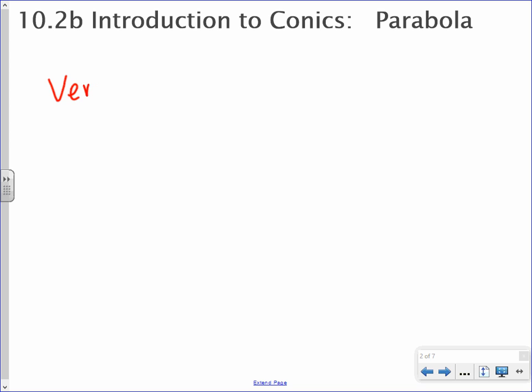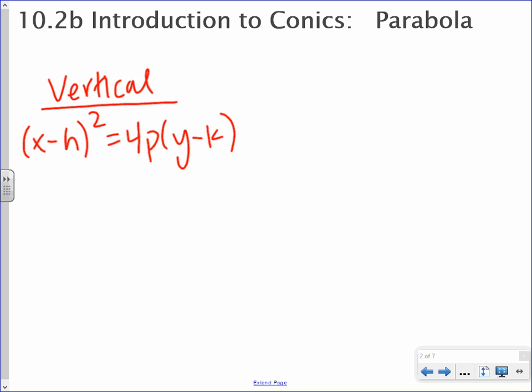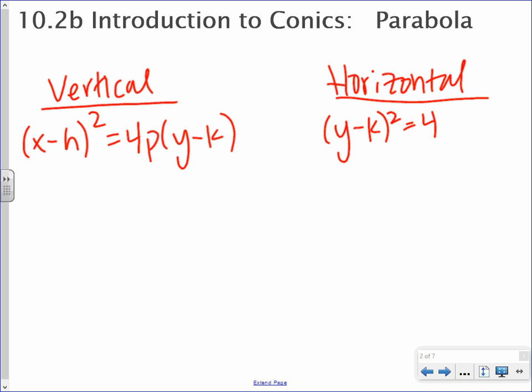So we have a vertical parabola when we have x minus h squared equals 4p times y minus k. And we have a horizontal parabola when the y is squared instead. Okay? P tells us what? What does P tell us? Okay, it tells us both direction and the distance for the directrix and the focus. Okay, the directrix and focus are both P away from our vertex. So that is going to be used to help us with our equation.